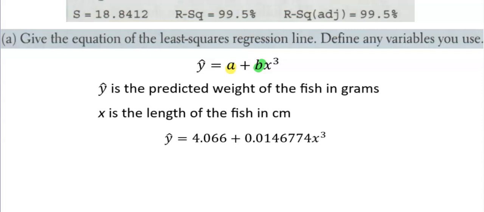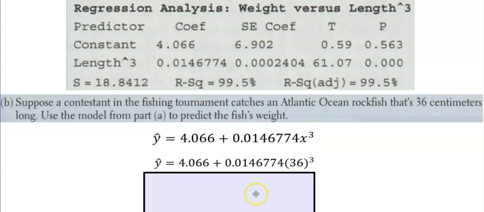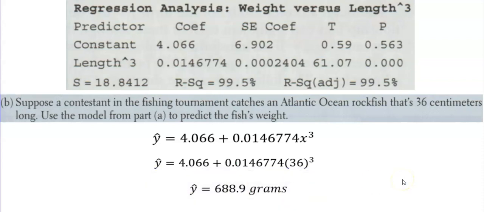Boom. Now part B says take this equation and estimate the weight of a 36 centimeter fish. So I'm going to take out x and I'm going to plug in 36 centimeters. I'm going to go ahead and cube that 36 centimeters and plug all of that into my calculator, and I will estimate that this rockfish that is 36 centimeters long has a weight of 688.9 grams.